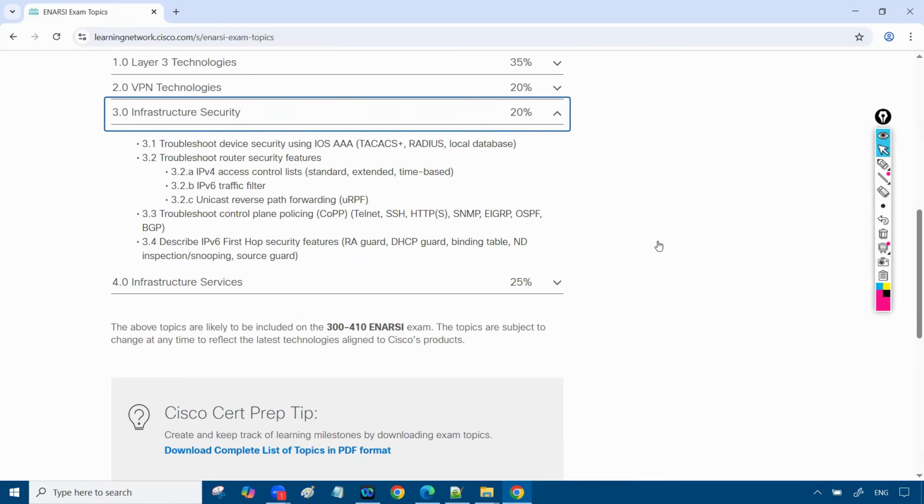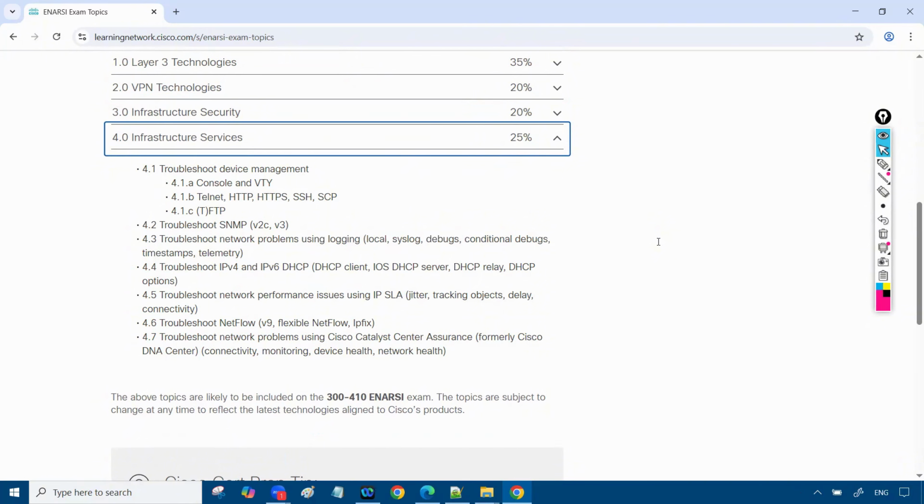In the infrastructure services, we'll talk about how you can access devices like a router and switches through the console and the VTY. The VTY gives you the option of SSH and Telnet. Then you have the option of HTTP and HTTPS as well. Then we'll talk about the FTP protocol. Then we'll talk about troubleshooting SNMP version 2 and 3. Then we'll talk about how we can troubleshoot syslog and debug, conditional debug as well.